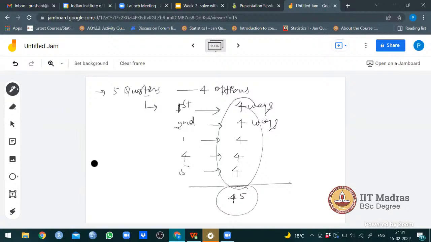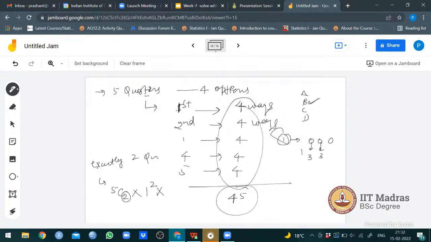Suppose I am saying exactly 2 questions are correct. Then in how many ways can you choose the 2 questions? 5C2. And in how many ways can any question be correct? Only 1 way, because there are 4 options, so there is only 1 way for the correct one. So 1 squared, because these 2 questions are correct and the remaining 3 questions are wrong. For each wrong question you have 3 ways, so for wrong it will be 3 raised to 3.